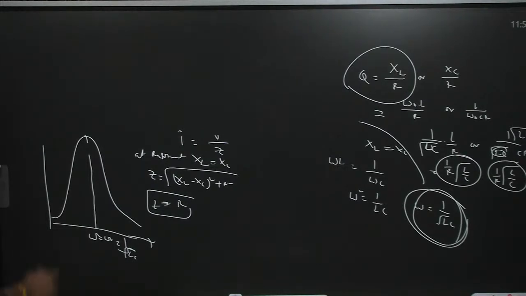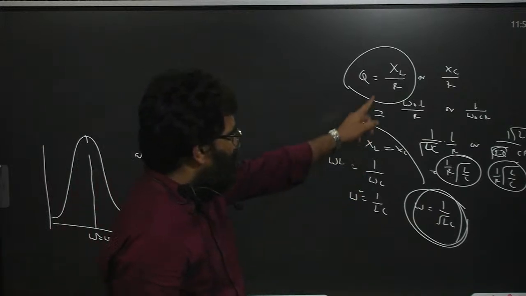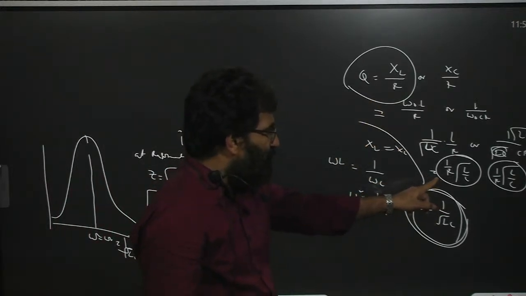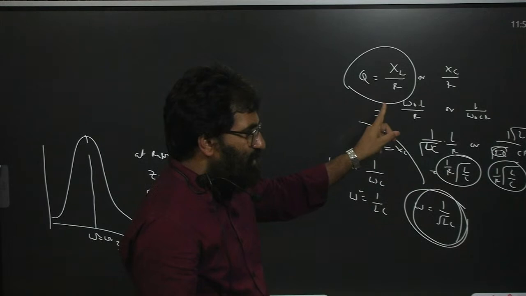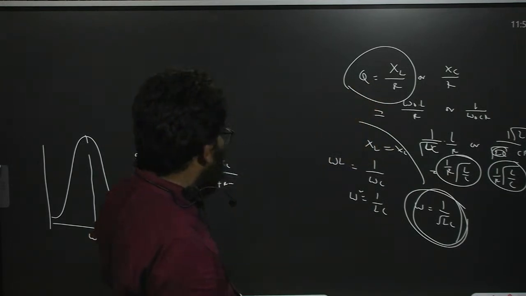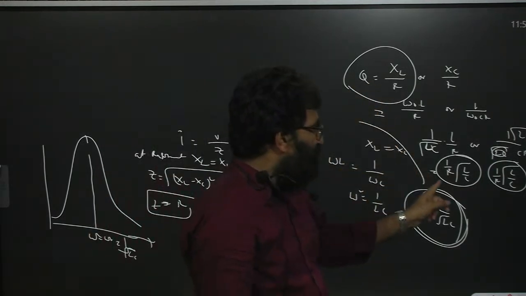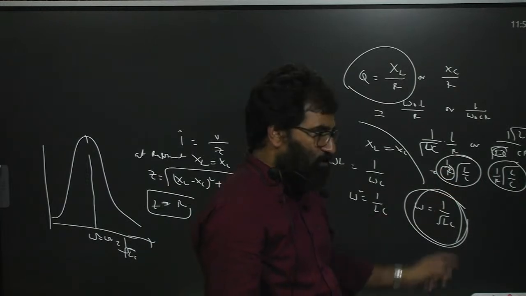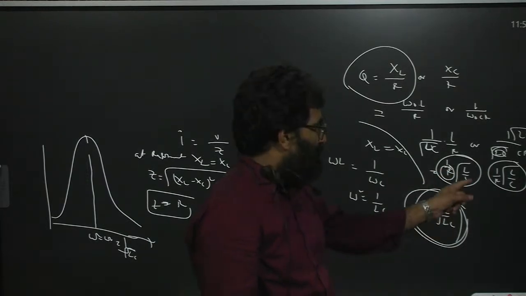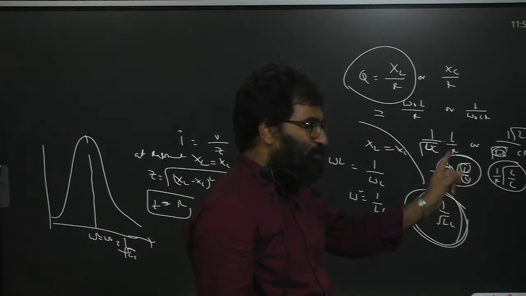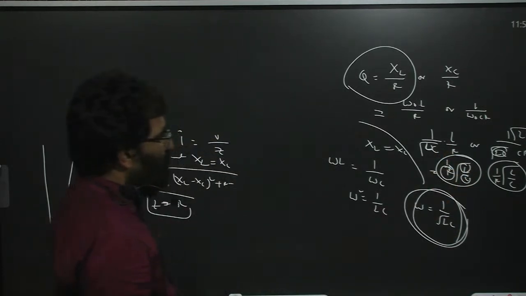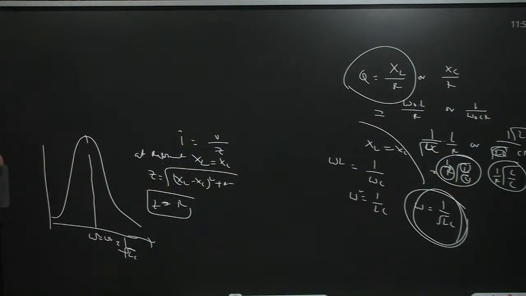So sharpness is only depending upon, for sharpness to increase, what should happen? Sharpness means at resonance condition only. So already you know the quality factor: resistance should be small, L should be more, C should be less. So now I am giving you two currents like this.